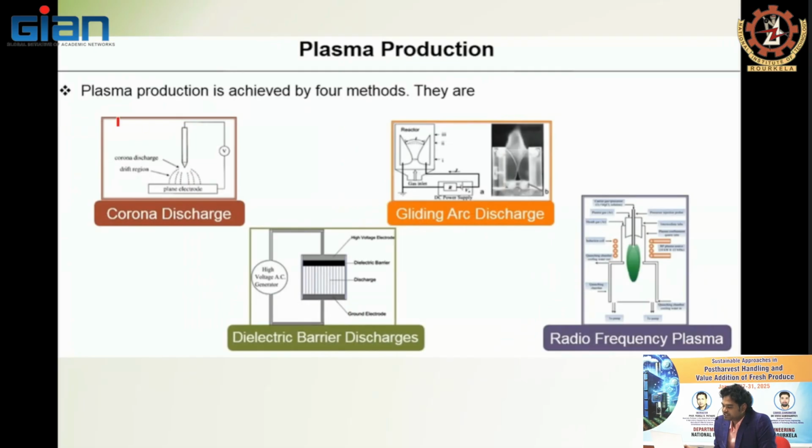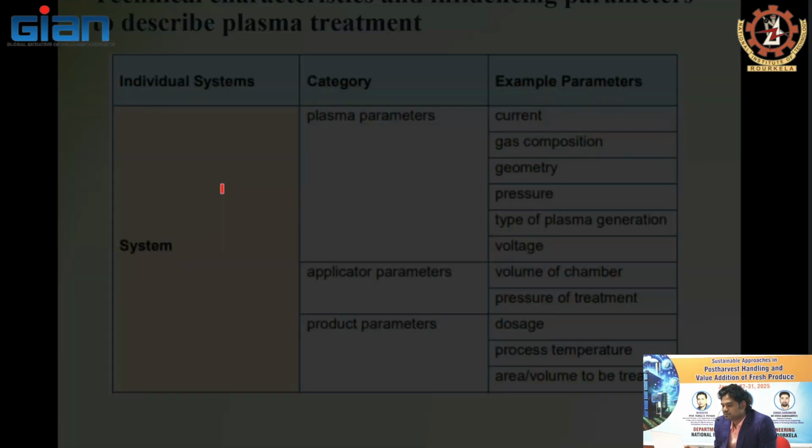The same, when you subject this corona discharge inside a radio frequency cavity, we can make radio frequency plasma. So basically, we need an electrode: a ground electrode and another electrode which is connected to a high voltage power supply. When you allow the ionization to take place between these two electrodes, it produces plasma. Okay.